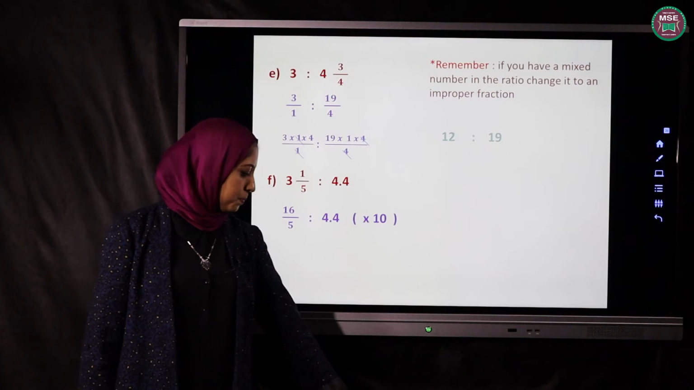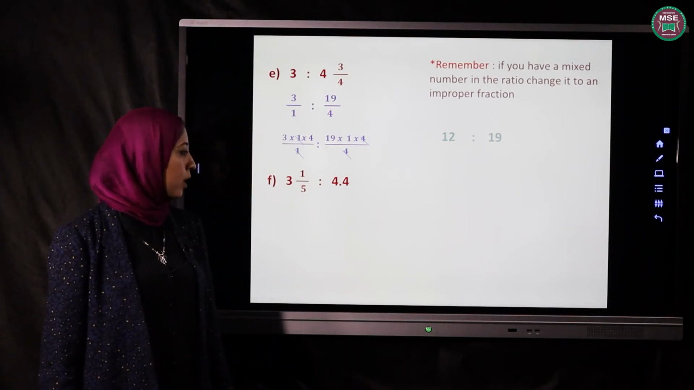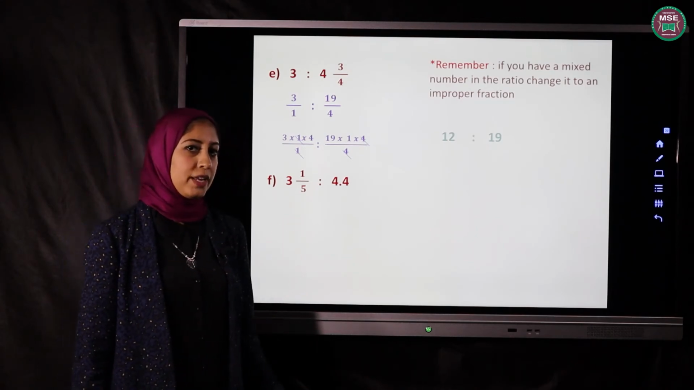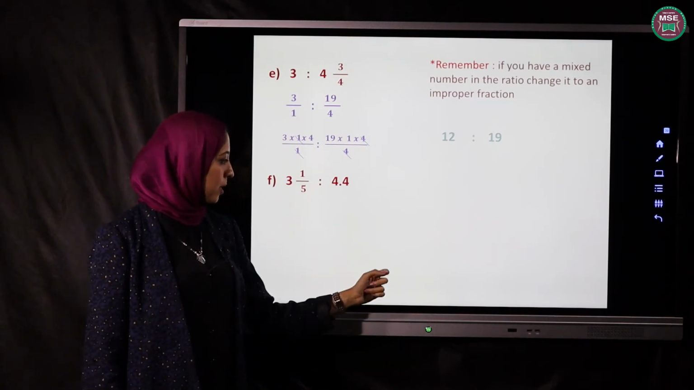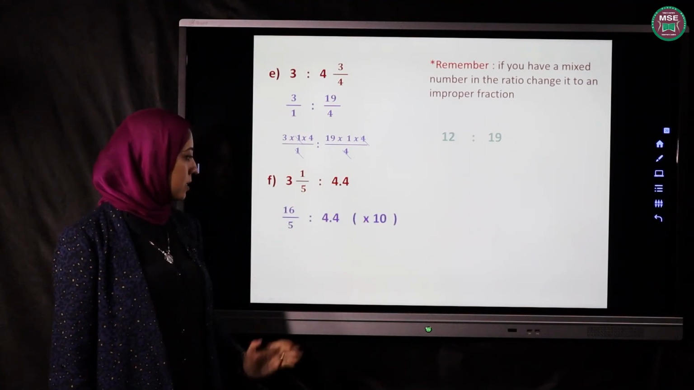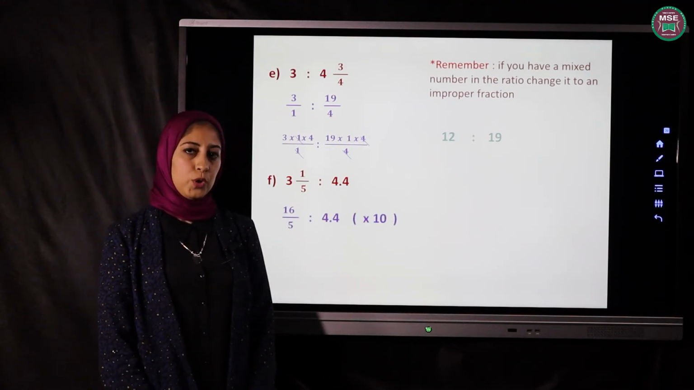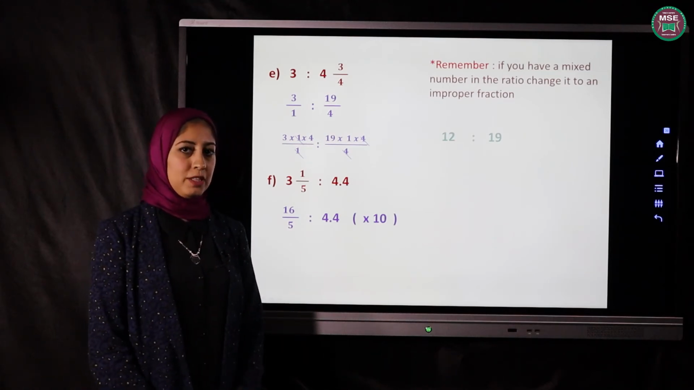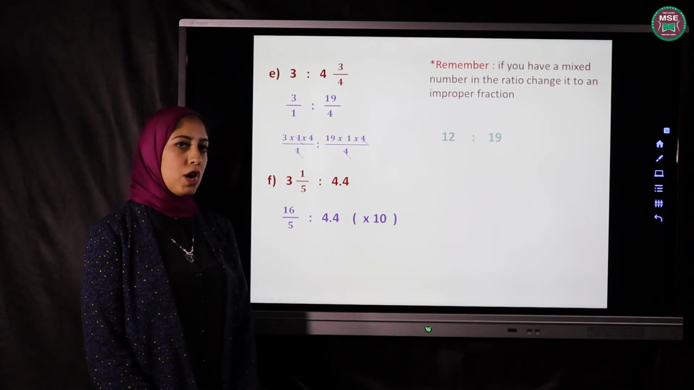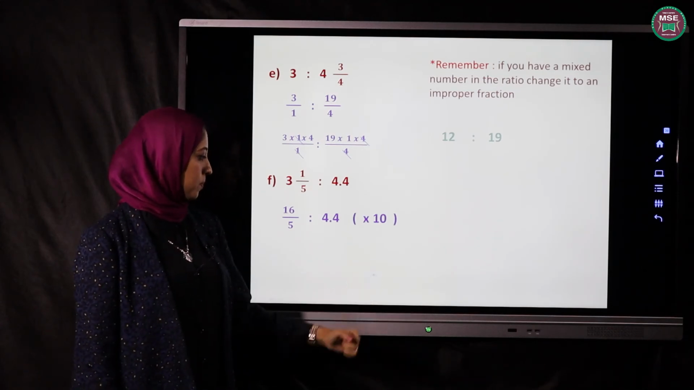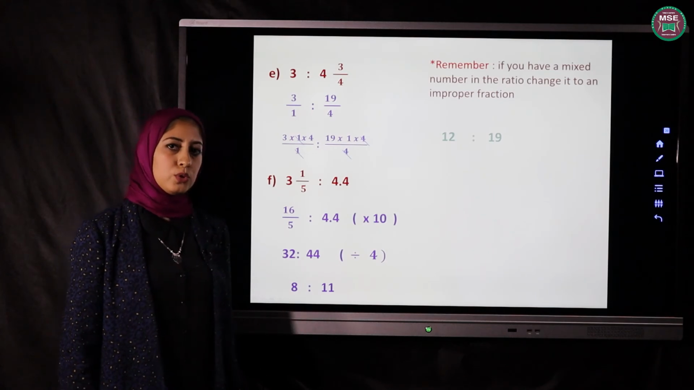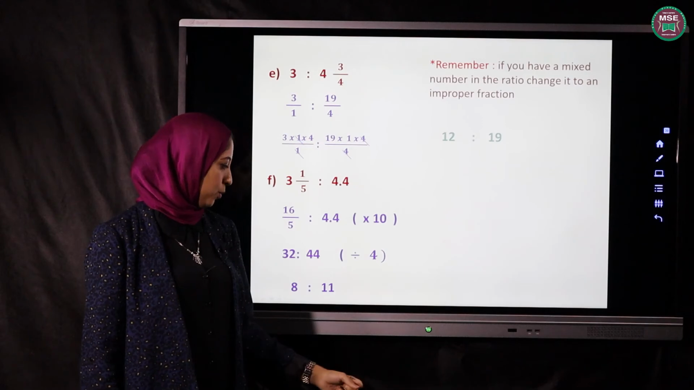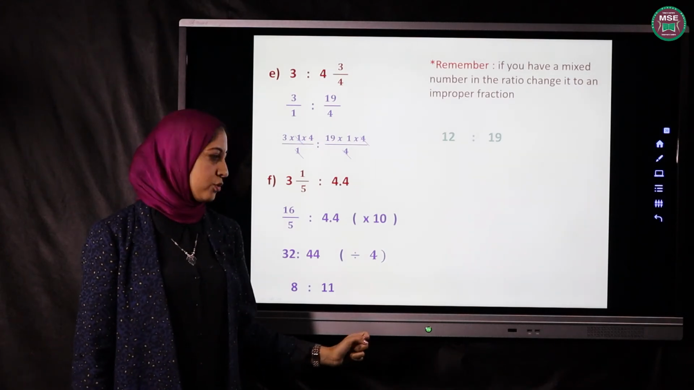The second one. 3 and 1 over 5 to 4.4. Now I have a mixed number, so I will change it to an improper fraction. I have a decimal. The numbers will be 16 over 5 to 4.4. As I told you before, I have to remove the decimal point by multiplying by a decade. I will multiply by 10 for both sides. The answer will be 32 to 44. Then don't forget to simplify it by dividing by 4 on both sides. The answer will be 8 to 11.